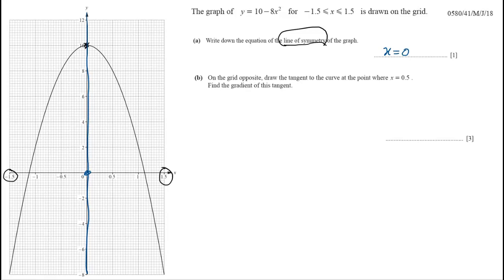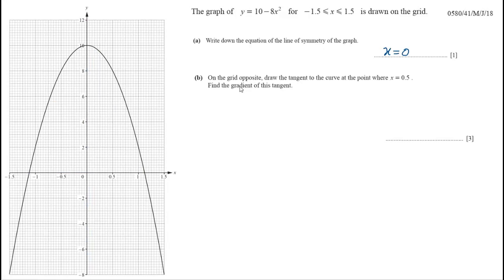This line of symmetry divides the graph into two equal parts. So you will have the same shape on this side and the same shape on this side. You can check the distance from here to here and here to here are equal. And it always passes through the turning point. This is the turning point.